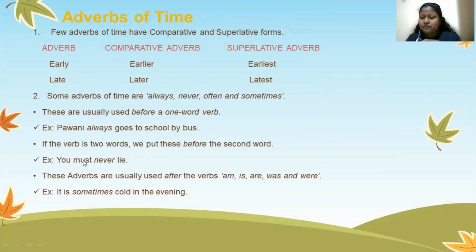Since the verb is made up of two words, we put the adverb of time before the second word. You must never lie. These adverbs are usually used after the verbs am, is, are, was, and were. So usually be verbs. For example, it is sometimes cold in the evening.